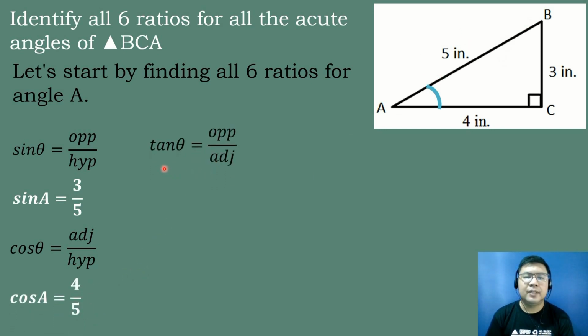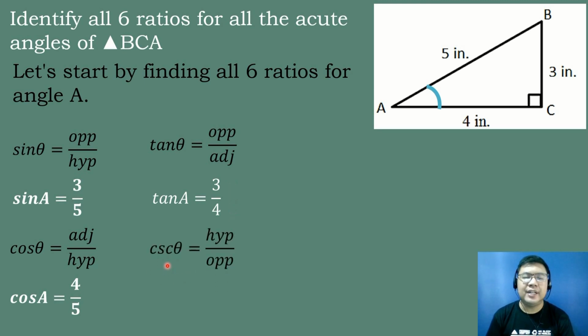And then the next one is tan theta or tangent theta, which has a formula of opposite over adjacent. So the given angle is angle A. The measure of the opposite side is equal to 3 inches, and the measure of the adjacent side is equal to 4 inches. So this will be equal to 3 over 4.